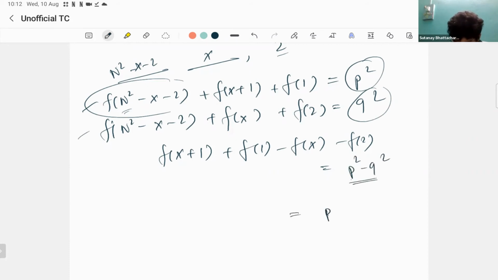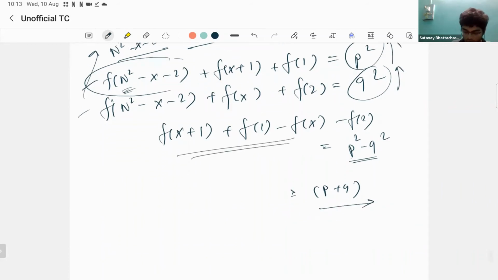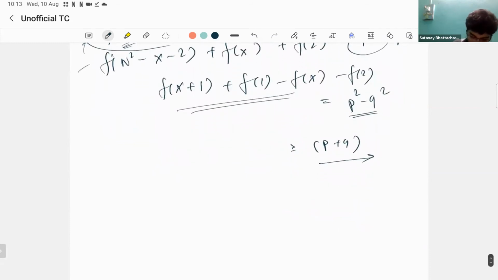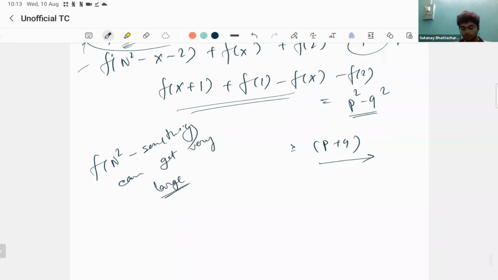So p square minus q square. Unless this is 0, this is at least p plus q, because it is p plus q times p minus q, and unless this is 0, this difference is at least 1. So if we can find n square such that this is very large, that would automatically mean p and q have to be very large as well, which would be a contradiction, since this is a fixed thing that doesn't depend on n. So the only thing to guarantee is that f of n minus something can get very large.